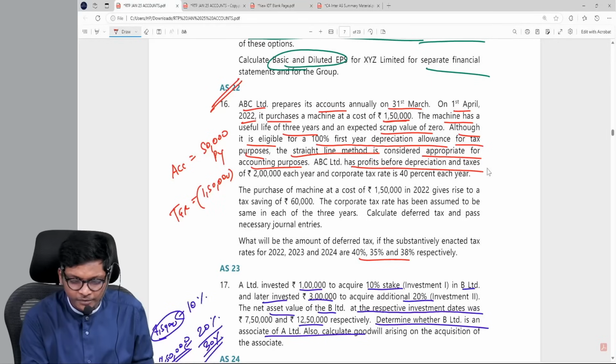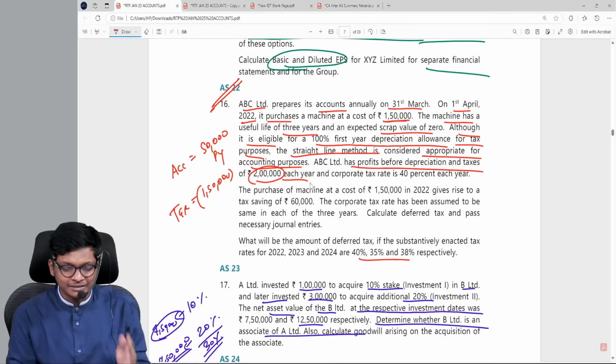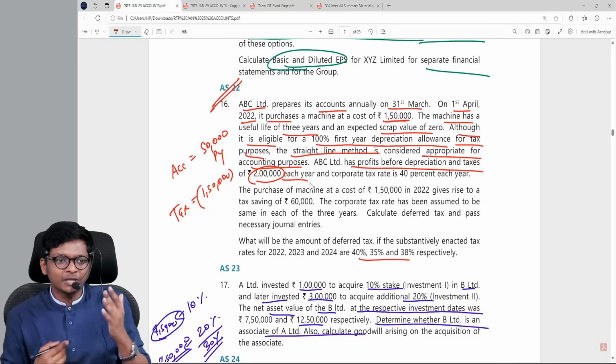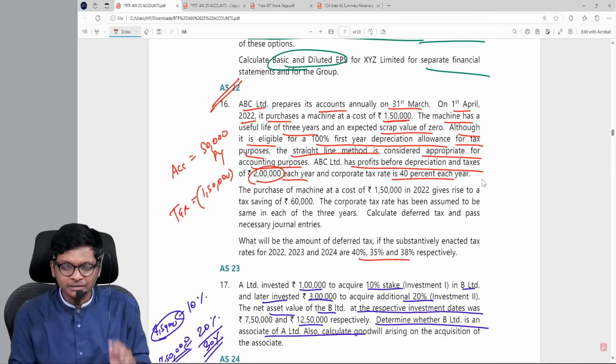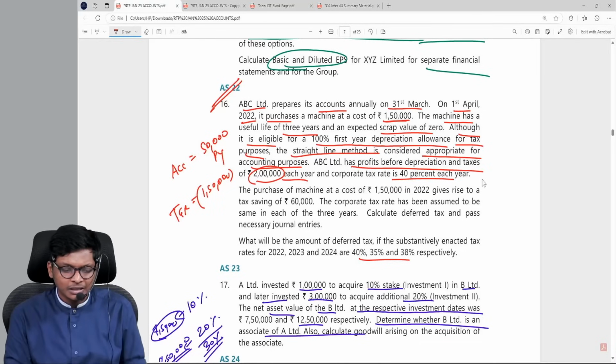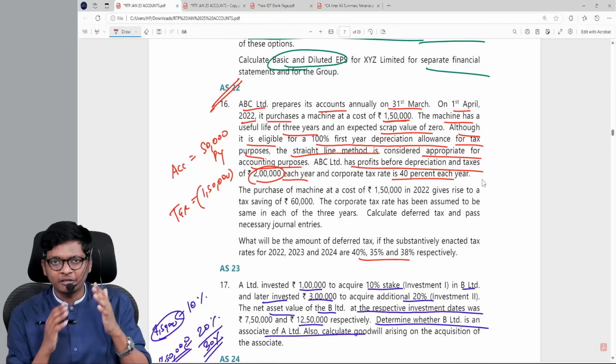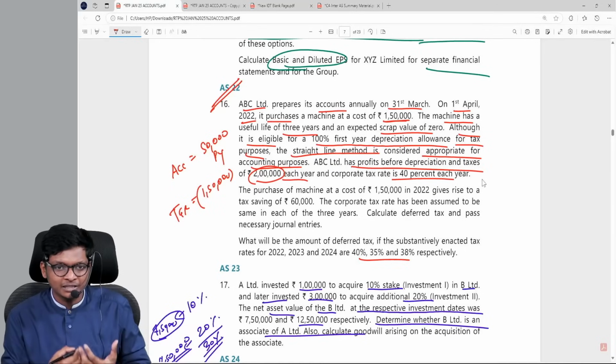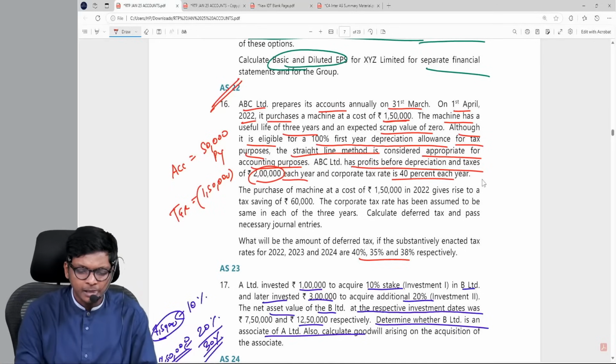They have profit before depreciation of 2 lakhs each year. Again, one assumption. How can profit be the same every year? For the question, 2 lakhs each year, and the tax rate is 40%. Exactly similar type of sum was in our marathon or AS22 detailed class also. We would have started with something like this. That time it used to be an illustration for us in class. Now it has become an exam question.